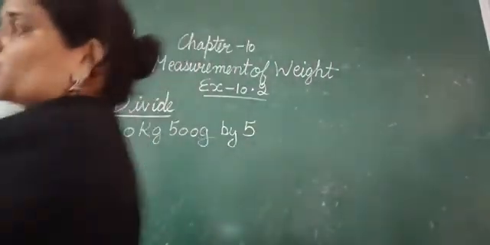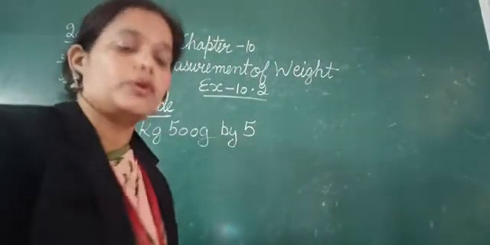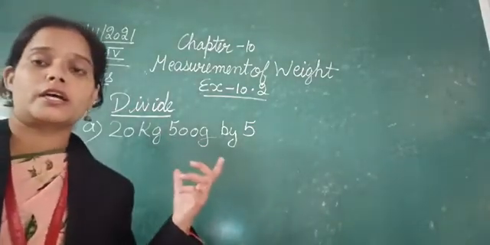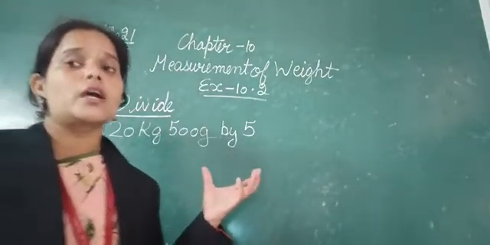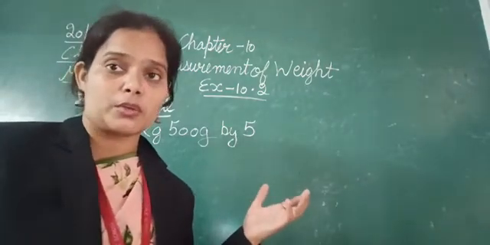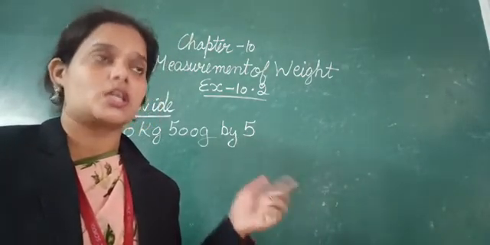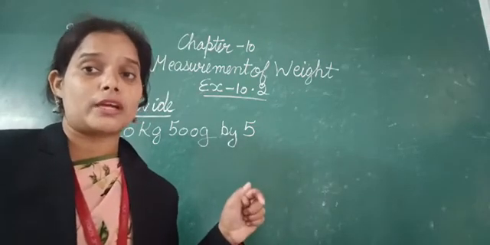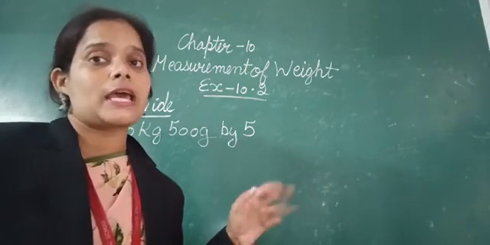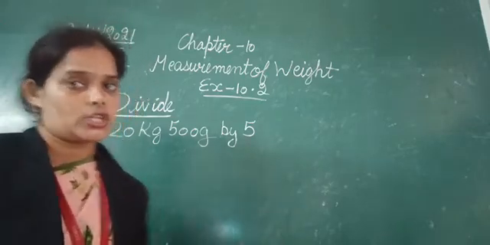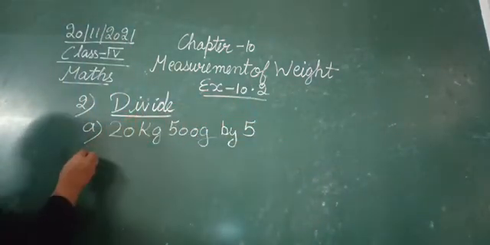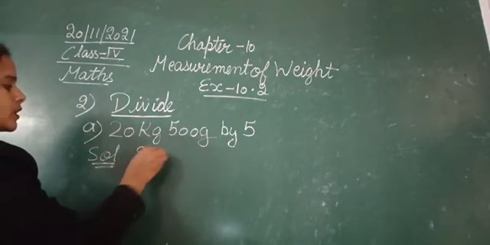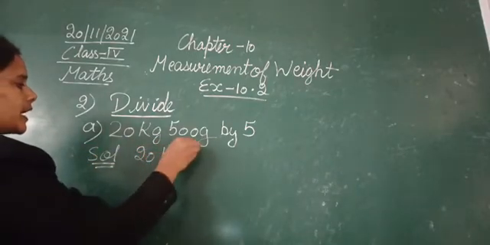So, as in the multiplication, before dividing, we converted the given measurements into the smaller units, and then we did the multiplication. Similarly in this chapter as well, first of all we are going to convert the given measurements and then we are going to do the division. So let's convert 20 kg 500 gram.